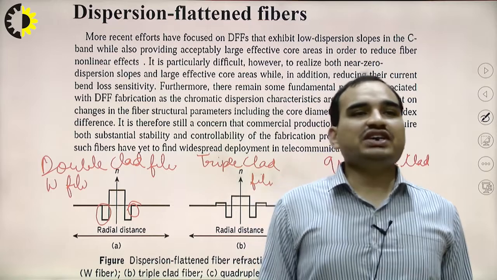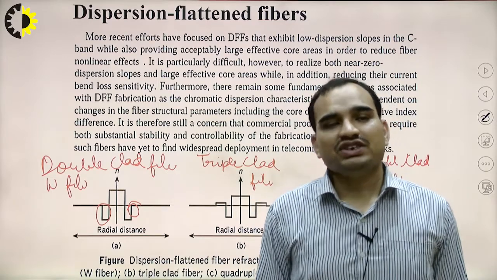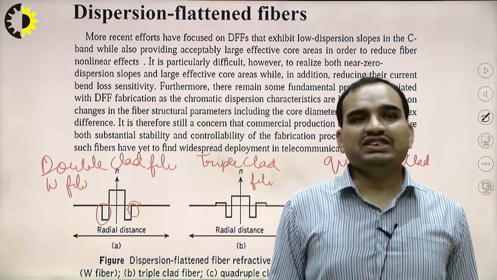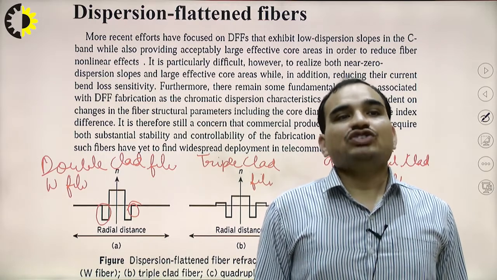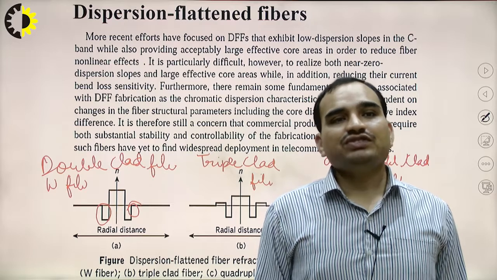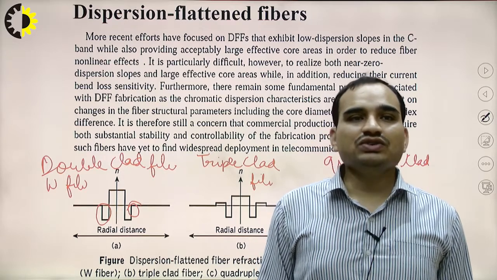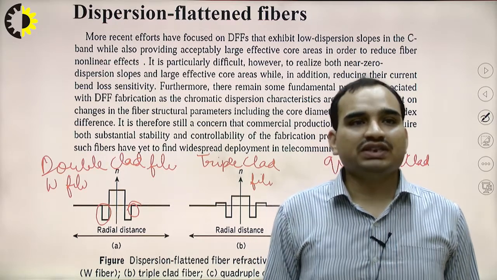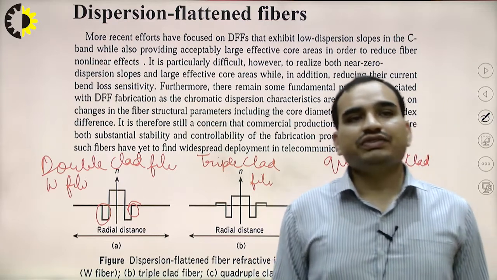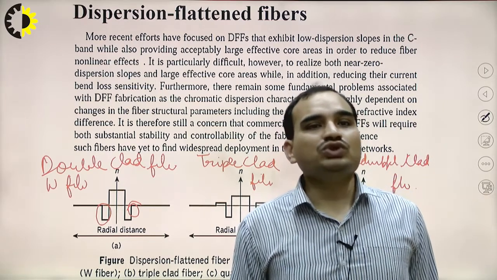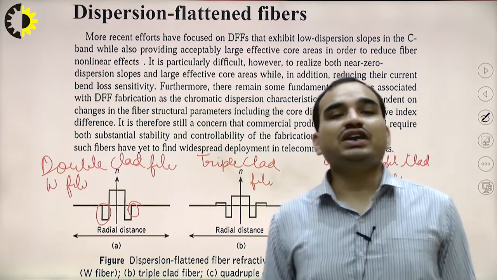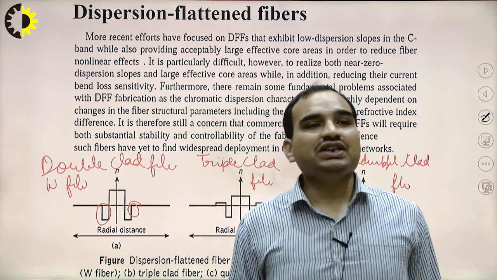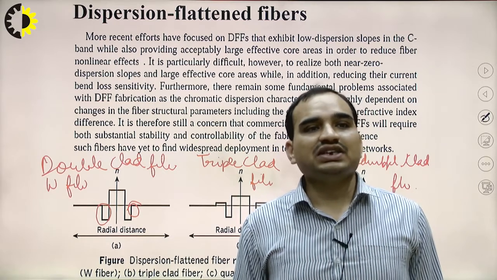Most recent effort has been focused on the DFF, that is dispersion flattened fibers, that exhibit low dispersion slopes in the C band, which also provide acceptably large effective core areas in order to reduce the fiber nonlinear effects. It is particularly difficult, however, to realize both low dispersion slopes and large effective core areas, while in addition reducing the bend loss sensitivities.